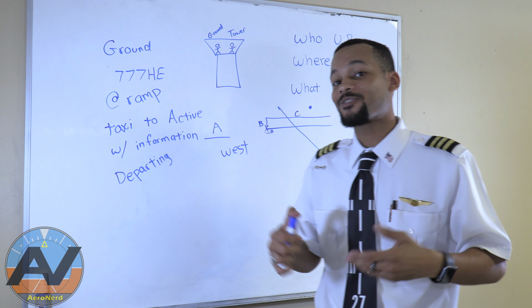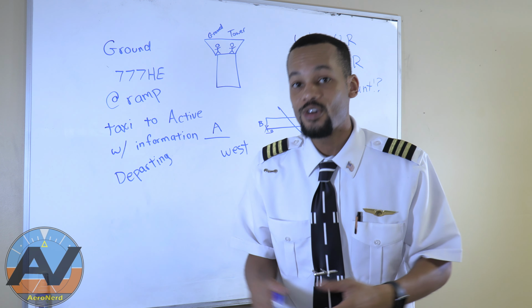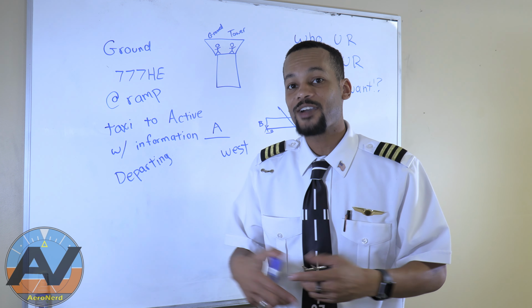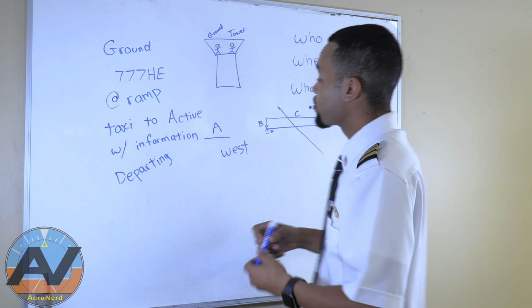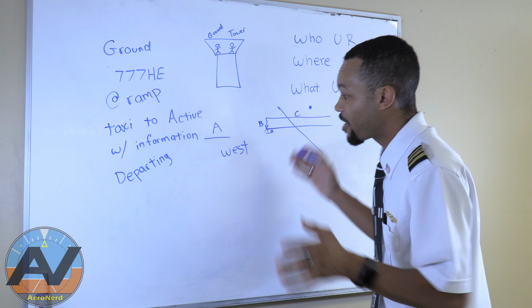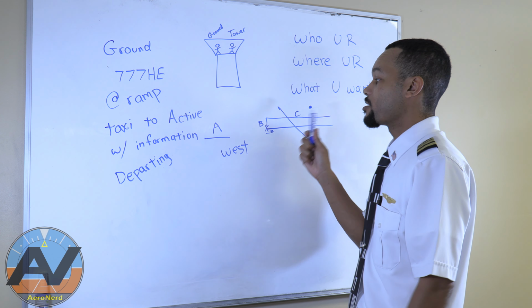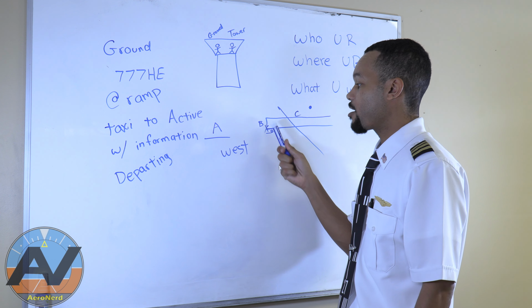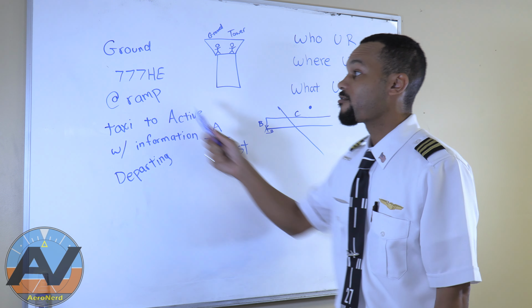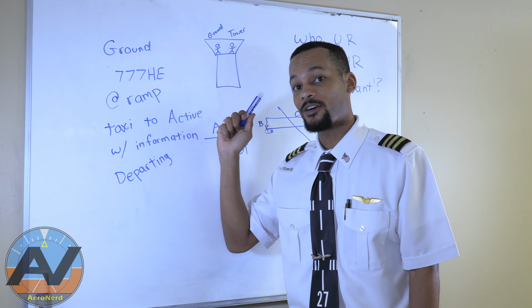Now every single time that they give you an instruction, you have to respond back to acknowledge that you got the correct information that they just told you. So how you can do that is all you have to say again is, okay, so I'm taxiing to runway 9 via Charlie, Bravo, cross blah blah blah for 777 Hotel Echo.